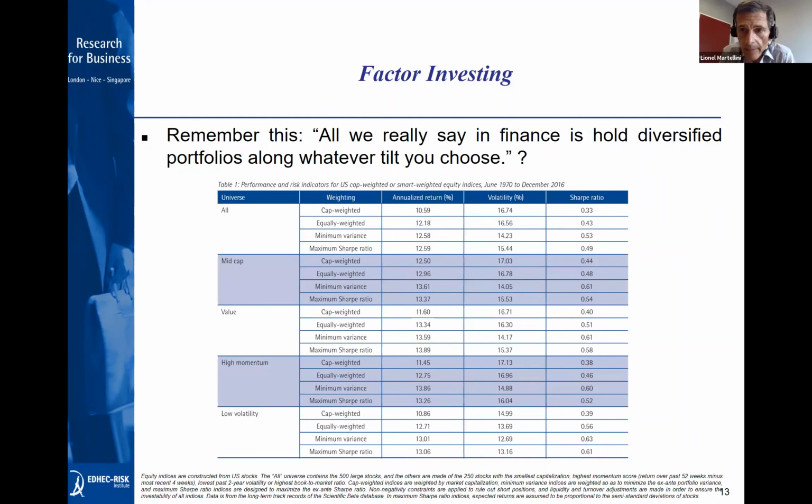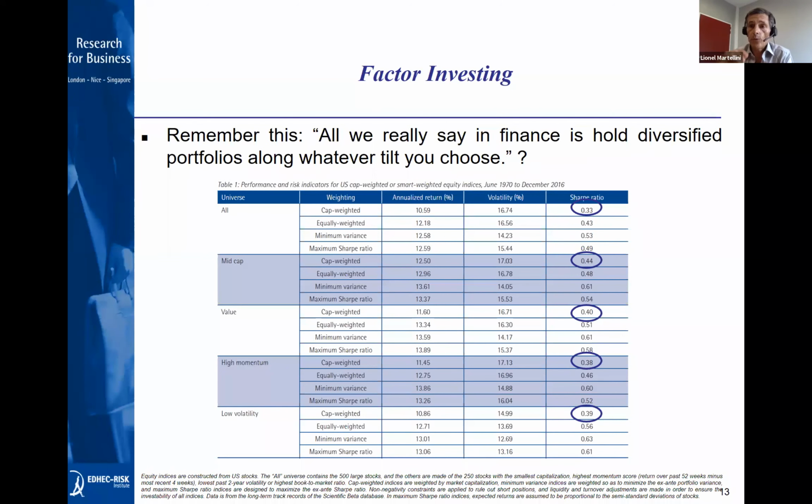So this is a table, maybe a little bit of small font, but I hope everyone is going to be able to see those numbers. I think you are able to see those numbers. And in this table, we see annualized return, volatility and Sharpe ratio for different universes, and different weighting schemes applied to these universes. And the first thing that you see is that your cap weighted index on this period of time, which is 1970 to 2016, has a Sharpe ratio of 33%. That's the S&P 500 index.